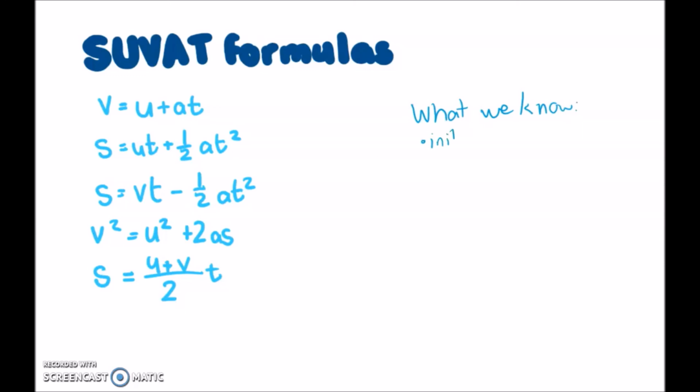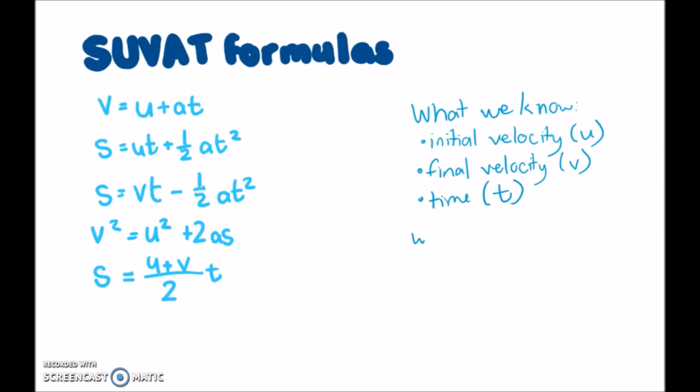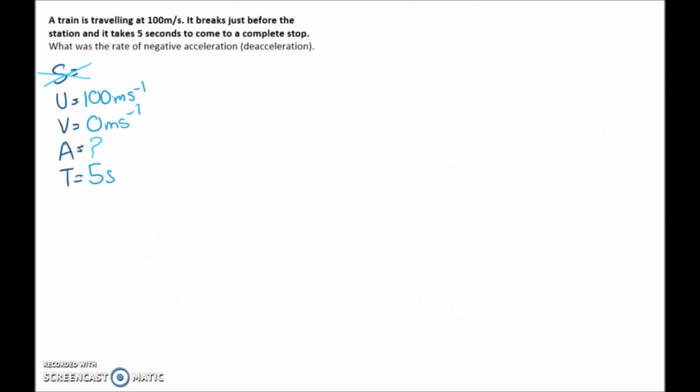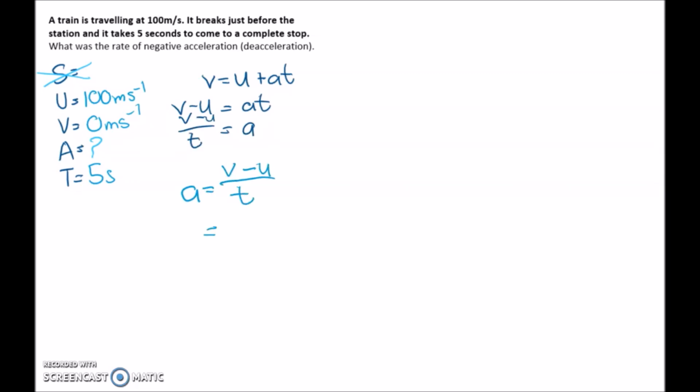It sounds funny. Okay, so what do we know? We know the initial velocity, we know the final velocity, and we know the time. What we don't know is the displacement or the acceleration. But this time we just want to know the acceleration, or in this case kind of like deceleration or negative acceleration, because it's getting slower, it's not speeding up. So ignore the displacement, find the correct formula and write it down. This one was a really easy one to rearrange, as you can see. It took like 2 steps. Then just plug in the numbers you know.